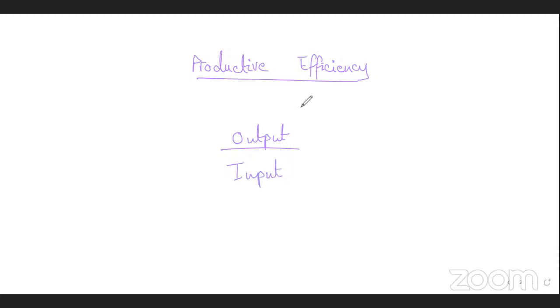Now, how do we know if a business is productively efficient or not? That's another important question, right? So the way we know if a business is productively efficient or not is by looking at its ATC curve. Now, what is ATC curve?